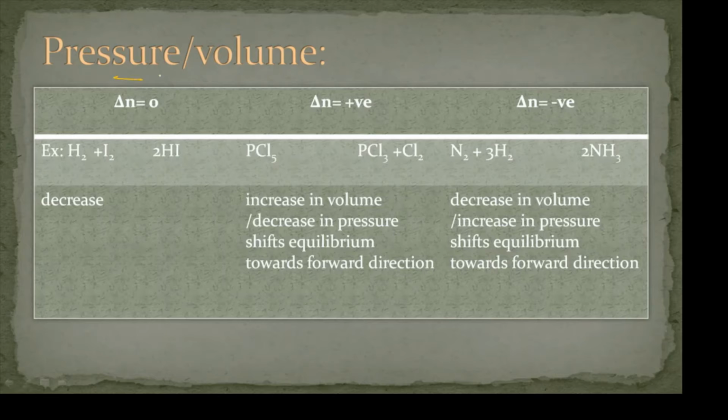Now coming to pressure and volume. If you know the pressure, you can solve the volume also very easily. Why? Because we know that pressure is inversely proportional to volume. Got it? Now, there are three cases here. The first one is a very beautiful case, that is delta N equal to 0. What is delta N? Delta N is equal to the number of moles of products minus reactants.